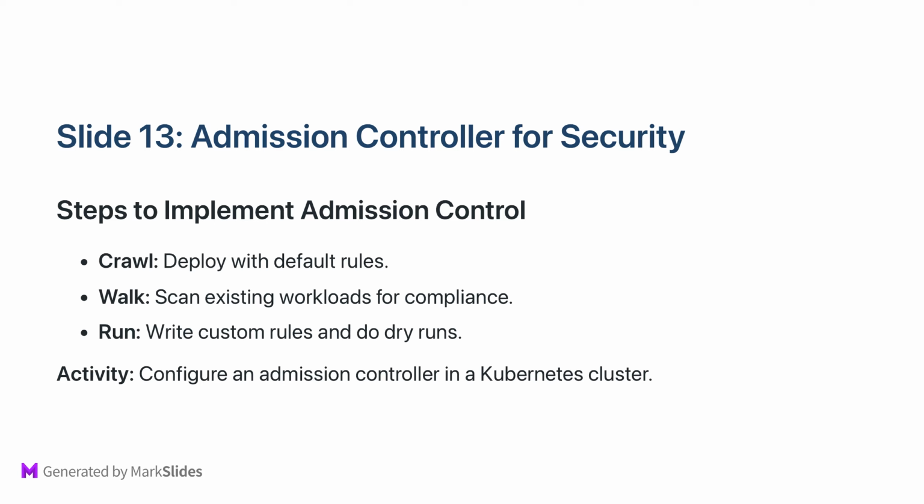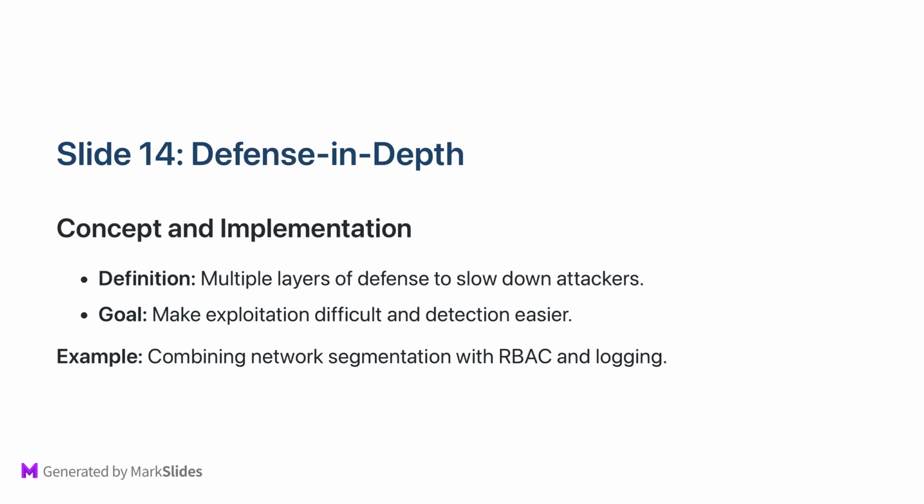By the time an attacker breaches the outermost layer, they will face additional hurdles, significantly slowing down their progress. The ultimate goal of defense in depth is twofold. One, to make exploitation exceedingly difficult for adversaries, and two, to facilitate easier detection of malicious activity. By incorporating multiple layers of security, you increase the likelihood of catching an attacker in the act, whether through automated alerts or manual observation. Let's look at an example to flesh this out.